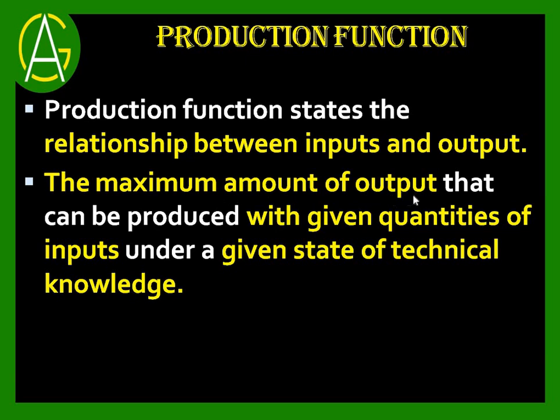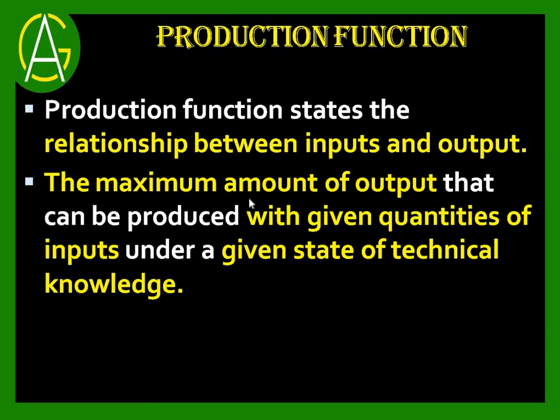Now the maximum amount of output that can be produced with given quantities of input, that means fixed quantity of input. It means that we have fixed limited input. With this limited input, maximum amount of output has to be generated. How can this be possible? This is considered as production function. So production function is nothing but the relationship between limited input and maximum output.